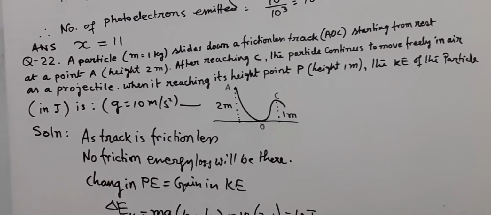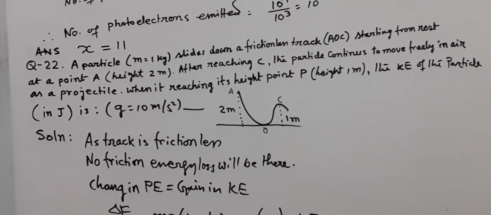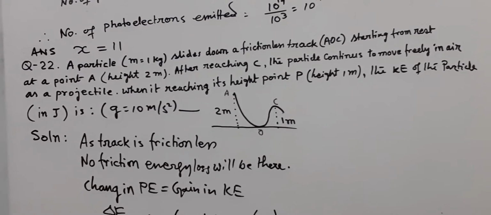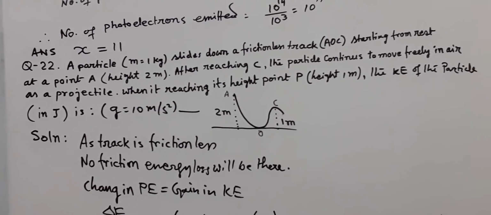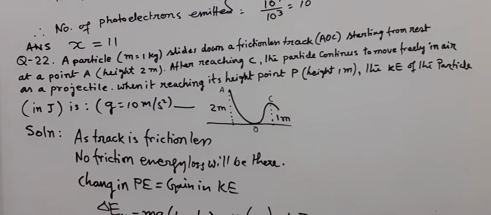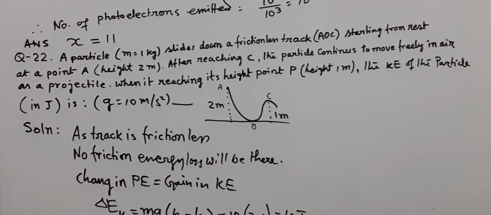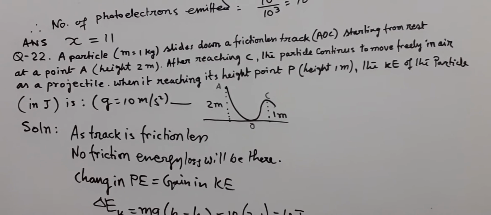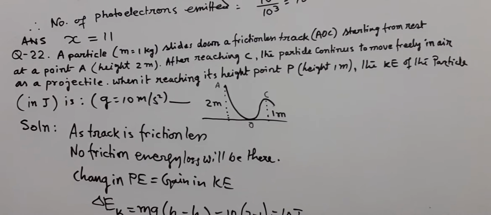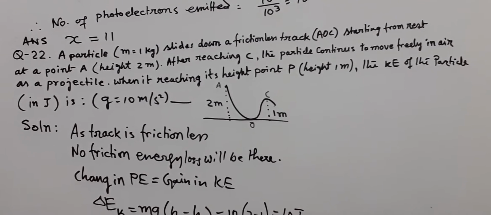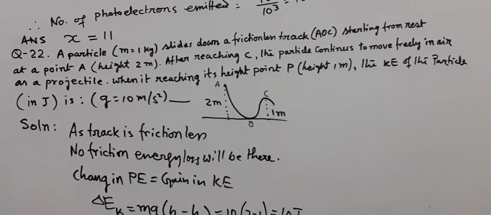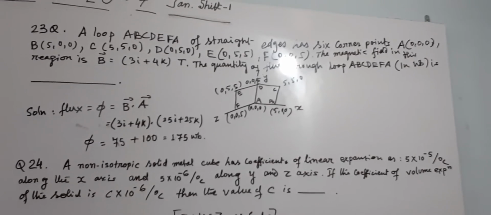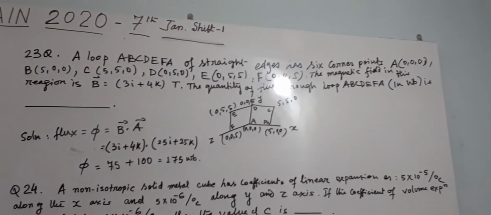As the solution, as the track is frictionless, no frictional energy loss will take place. So the change in potential energy will be equal to the gain in kinetic energy, that is delta Ek equal to mg(h1 minus h2), which gives us 10 joules. So, filling the blanks has to be done with 10 joules. Now, question number 23.